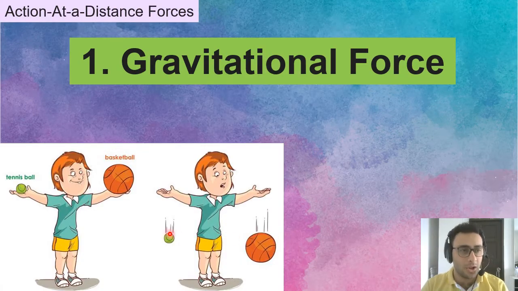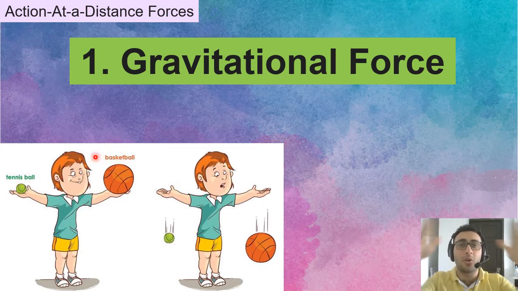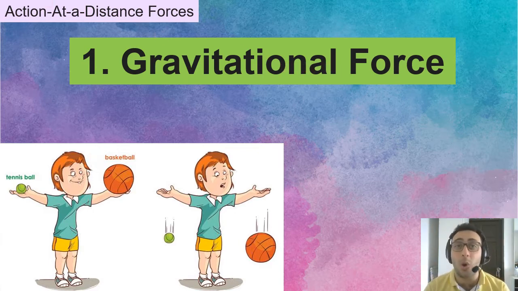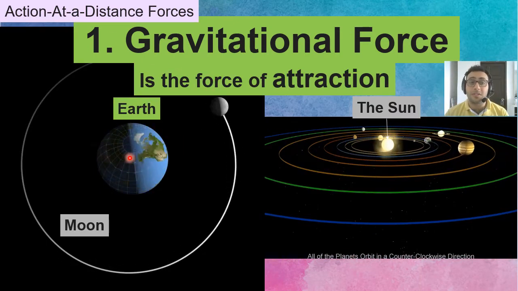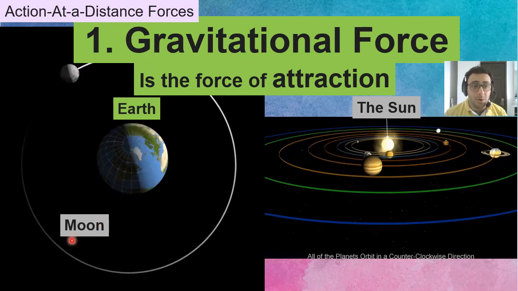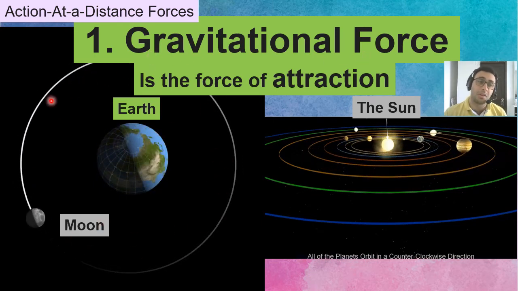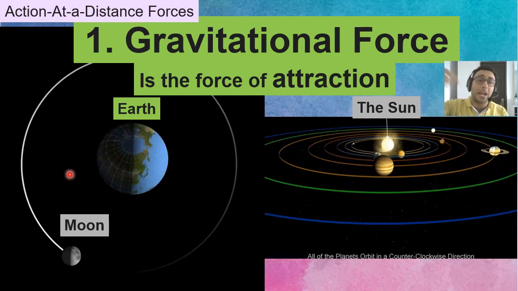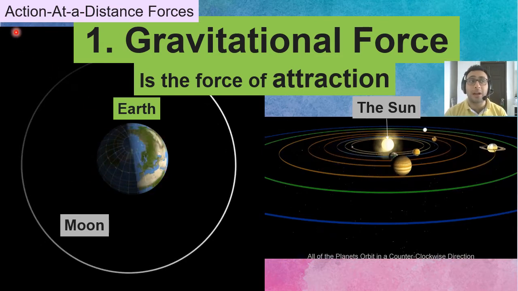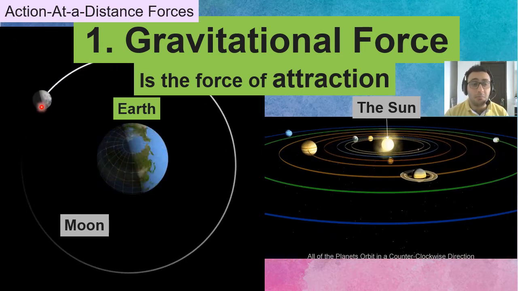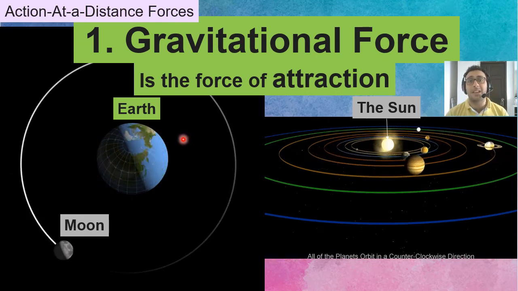So, for example, when you hold a basketball or a tennis ball and you let it go, because of Earth's gravitational force, it goes down. Guys, gravitational force is super important. Because of Earth's gravitational force, the Moon orbits around Earth. It means the Moon will not go away, it just goes around Earth. If Earth had no gravitational force, the Moon would just float away into space.